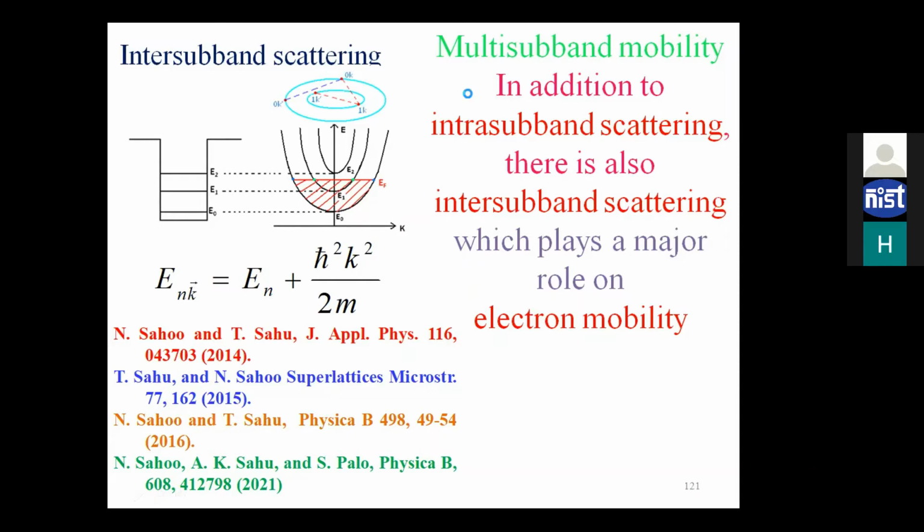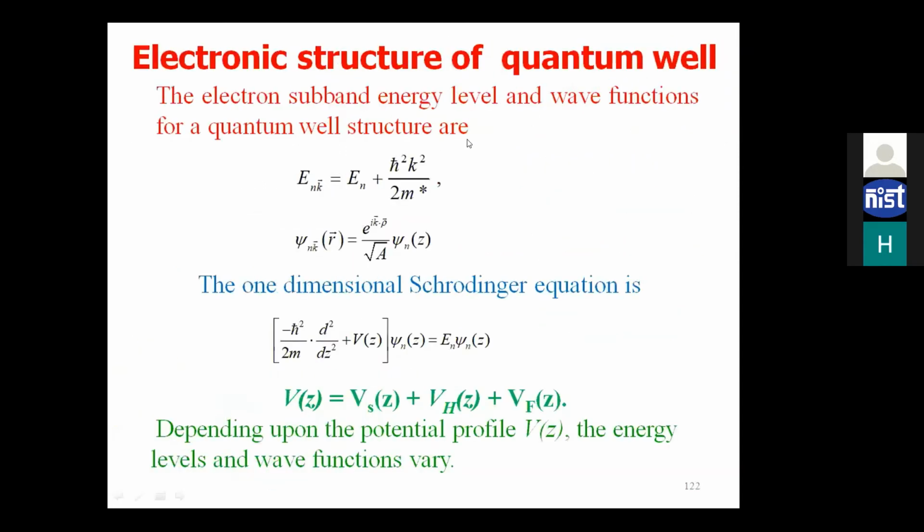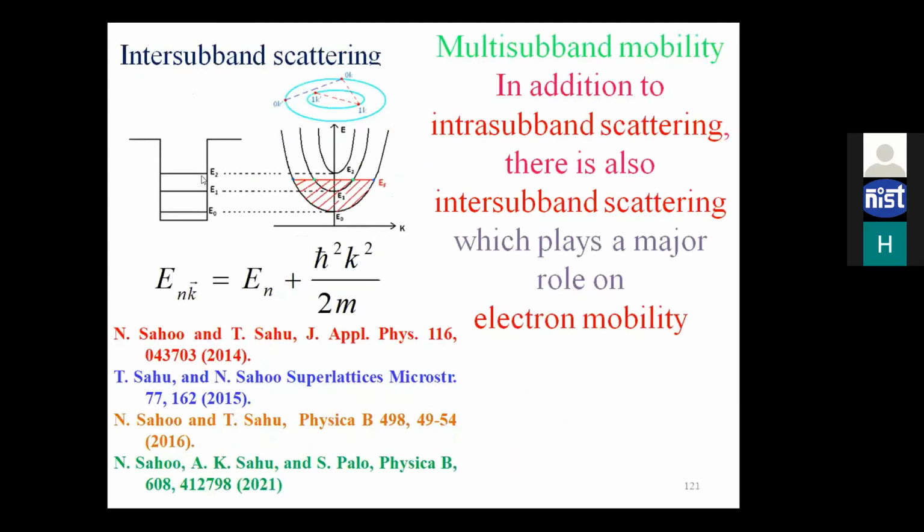So how will we proceed? When an electron is present inside a well, we can find out its energy, and the energy is nothing but the eigenstates and the corresponding wave functions.